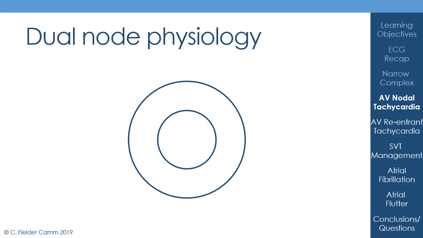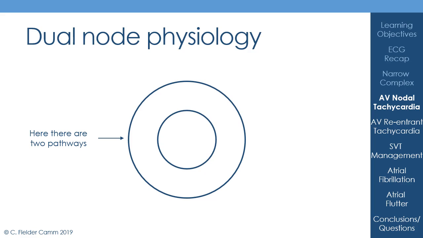Now, some of us, and by some I mean probably around 30%, have something called dual node physiology. And instead of our AV node being represented as a nice circle, it's better to think of it like a donut. Now, this is a huge simplification because obviously the AV node is a three-dimensional structure, but for our sake, we can just think of it like this two-dimensional donut. So this is our AV node. And because it's a donut, there are two pathways. You can come down the left-hand side of the screen or the right-hand side of the screen.